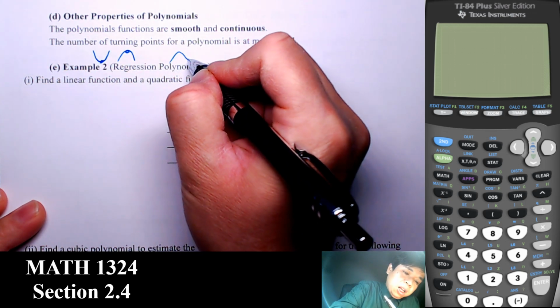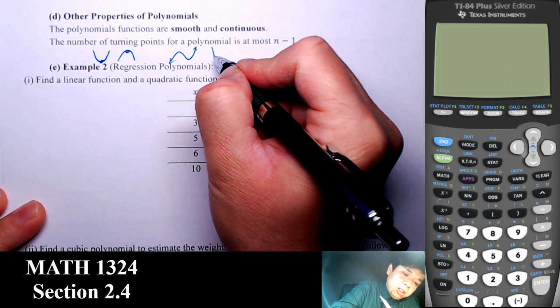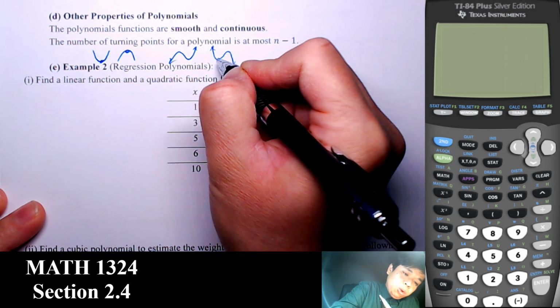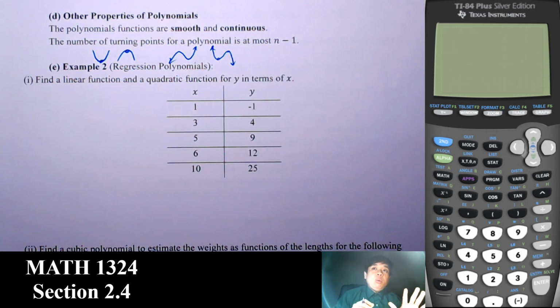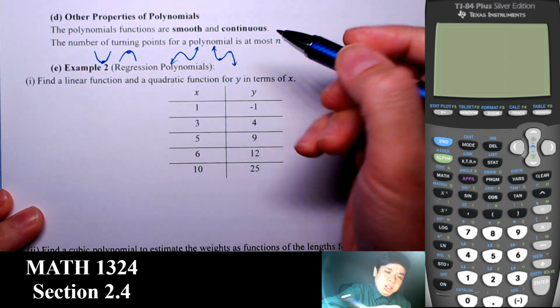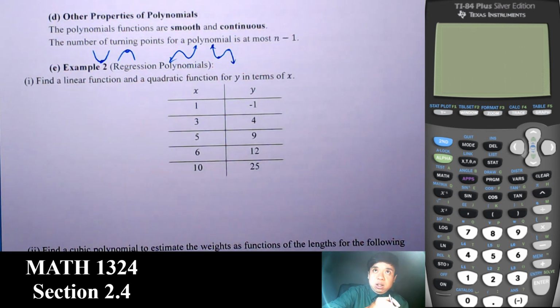X cubed might be like this, 2 turning points. So if we have 5 turning points, the degree has to be 6 or more. If the degree is 7, then we have at most 6 turning points. So the number of turning points cannot be higher than the degree. And so at most it will be n minus 1. At most it will be 1 less than that. So n equal to 2. Of course, n equal to 4 might look exactly like that. So maybe at most it could be at those values or less.